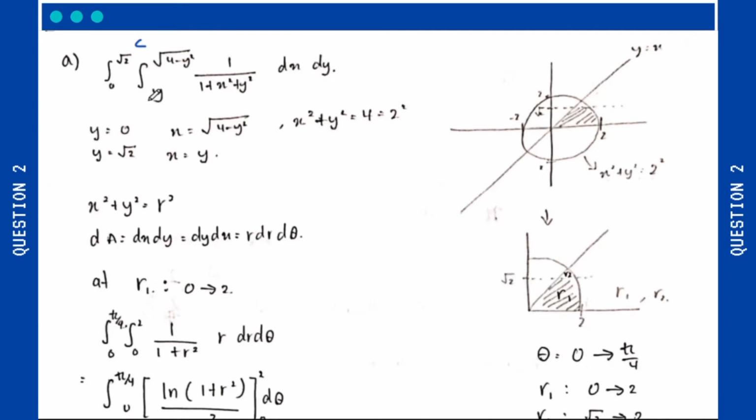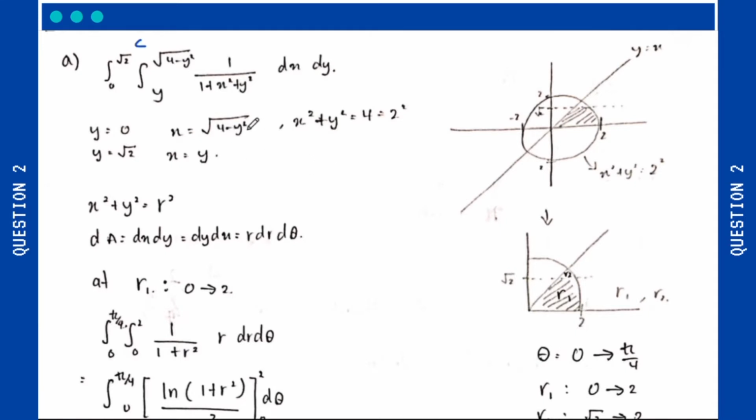The question asks to evaluate this integral by first changing to polar coordinates. We must turn it into polar coordinate form. First, we find the limits for x and y. For y, the limit is y equal to 0 and y equal to square root of 2. And for x, we have x equal to y and x equal to square root of 4 minus y squared.